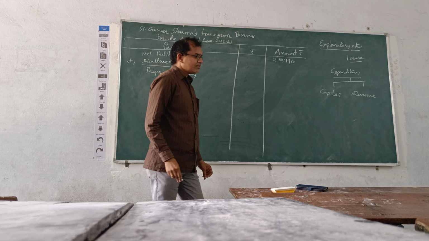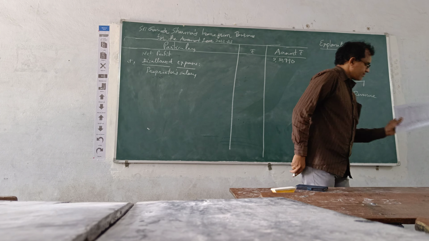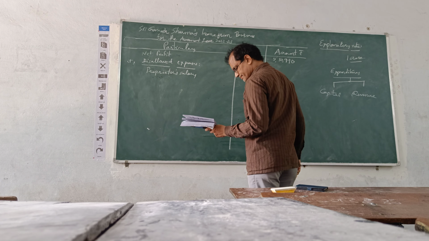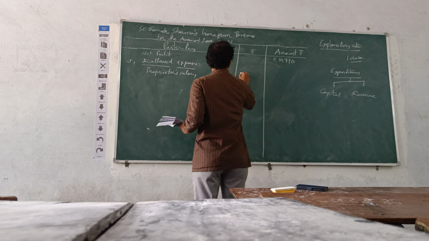What is the amount that is given? 93,200. 80,000. Check it properly. 18,000. In inner column.